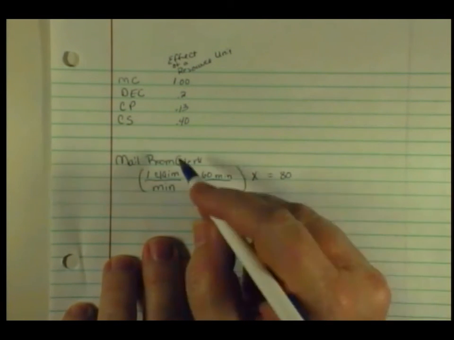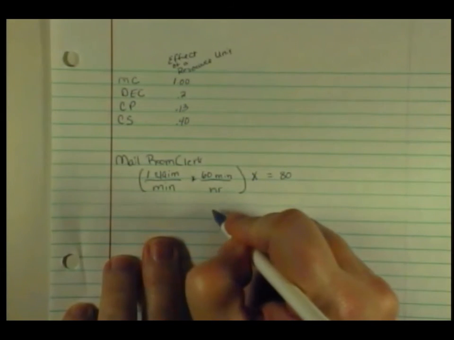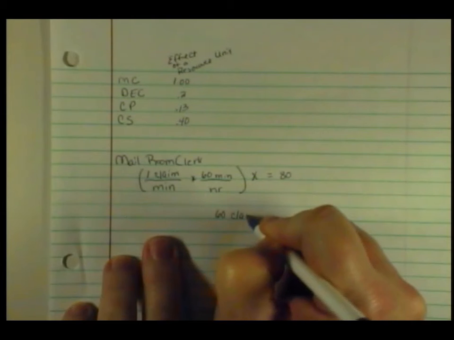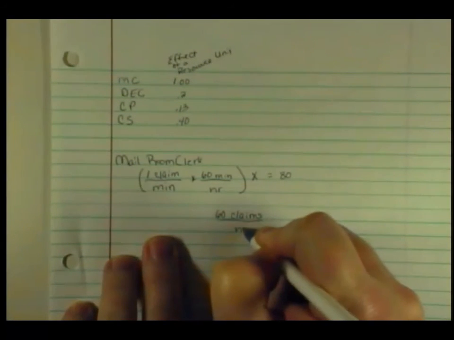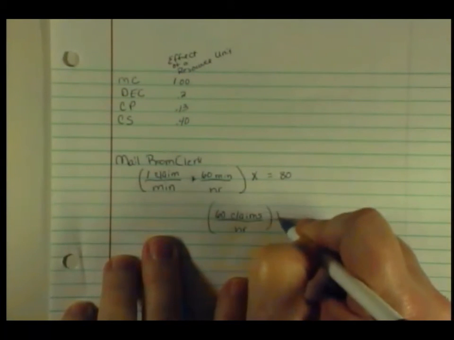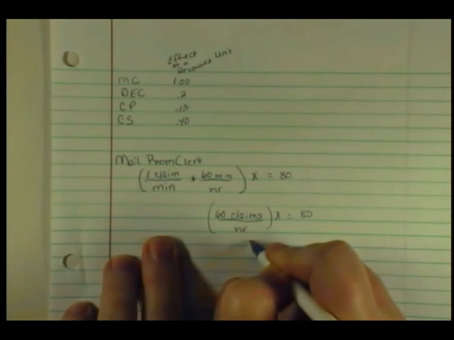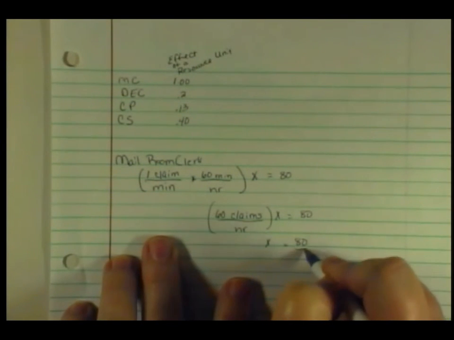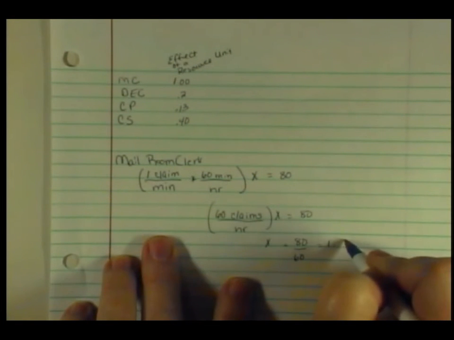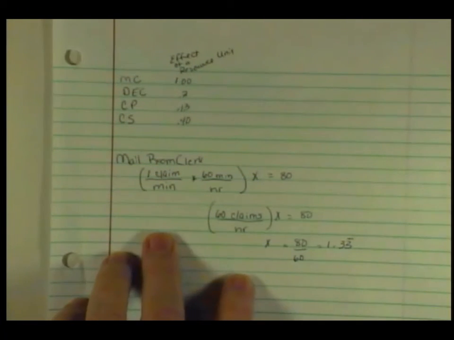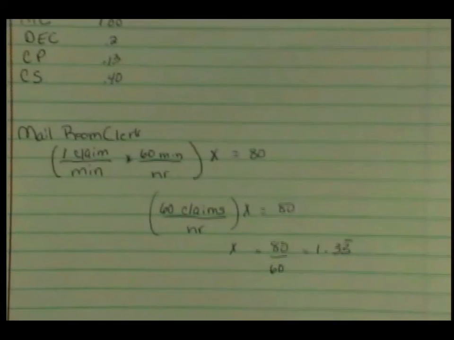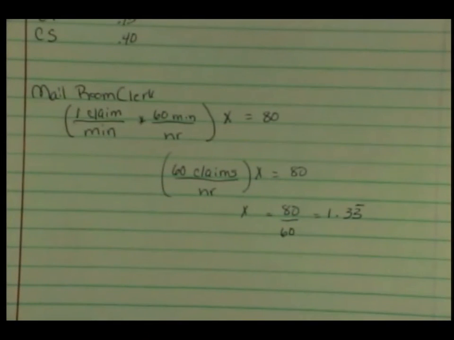So 60 claims per hour times X equals 80, and then X is equal to 80 divided by 60, which tells us that we need 1.333, right? Okay, and let's just do the last one as well.